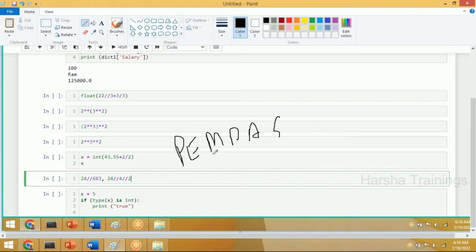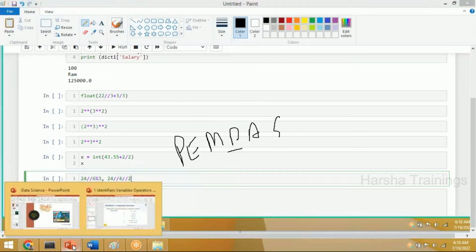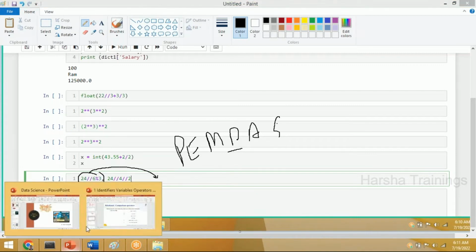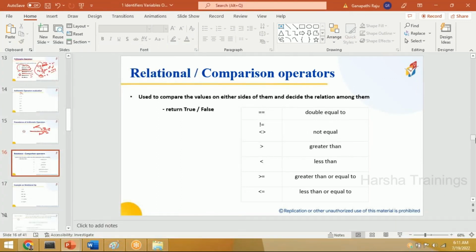I don't have exponent. I don't have multiplication. Then division: there are two divisions available. One is floor division, and another one is called modulus. Clear? Now, what will be the outcome of this equation? Let me give you a high-level discussion of this.